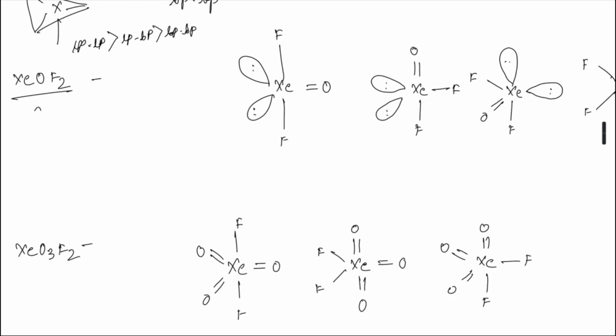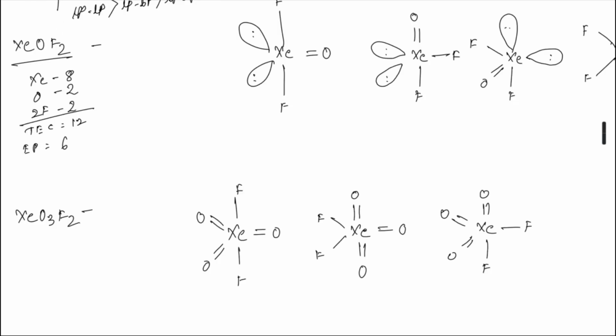In XeOF2, xenon has 8 valence electrons, oxygen 2, and the 2 fluorine 2. So the total electron count will be 8 plus 4, which is 12. So electron pairs equal 6. These 6 electron pairs will be 3 sigma plus 1 pi plus 2 lone pairs. So the steric number will be the number of sigma electron pairs plus the number of lone pairs, so 3 plus 2 equals 5. So the geometry will be TBP.